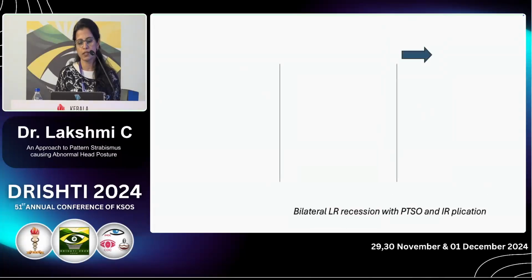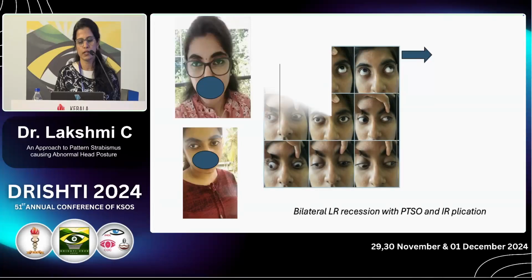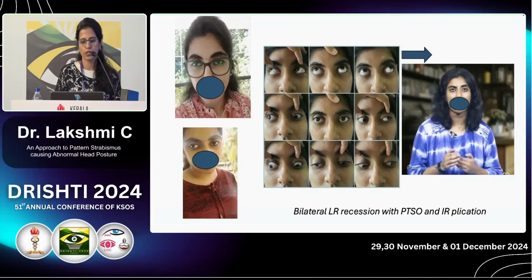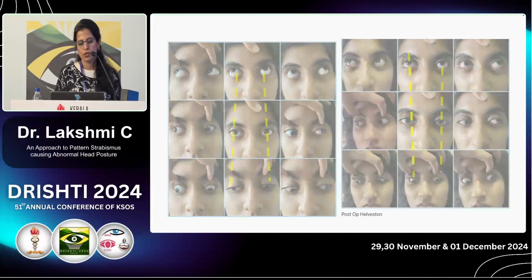And the second patient with Helveston syndrome, her preoperative head posture and head tilt actually subsided to a large extent, but she was not having a good fusion. She does a lot of videos, so this is the post-op video, and that doesn't show a significant head posture. She underwent a bilateral lateral rectus recession with a posterior tenectomy of superior oblique and an IR plication for the DVD. So her pattern also had collapsed.